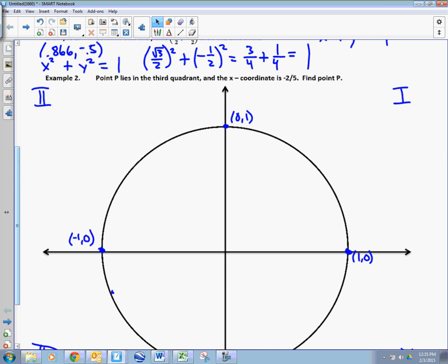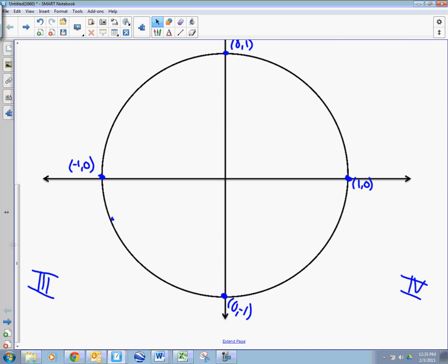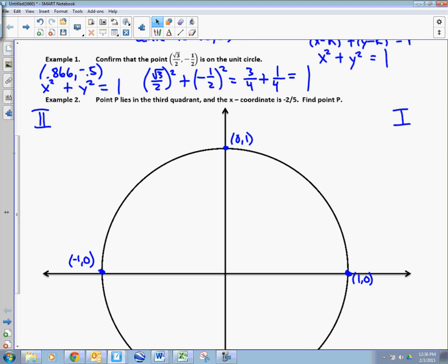All right, it says point P lies in the third quadrant. So you can see the quadrant is over here, okay? And point P would then be somewhere along this line. It says that it has an x value of negative 2/5. It says find point P. So I want to find the x value and the y value. Any idea how I could do that?